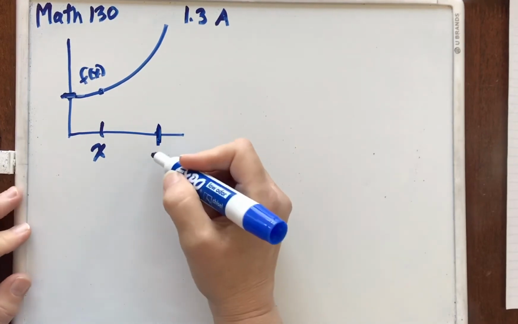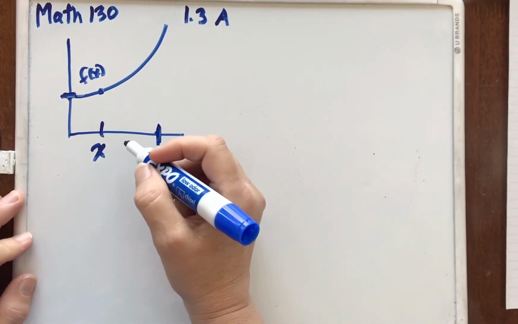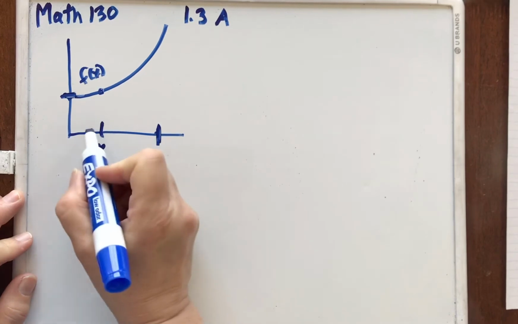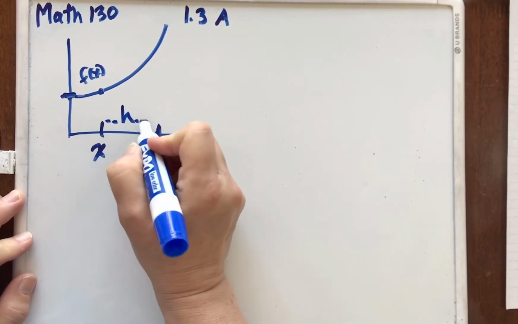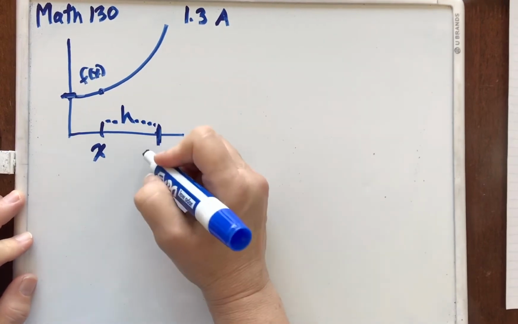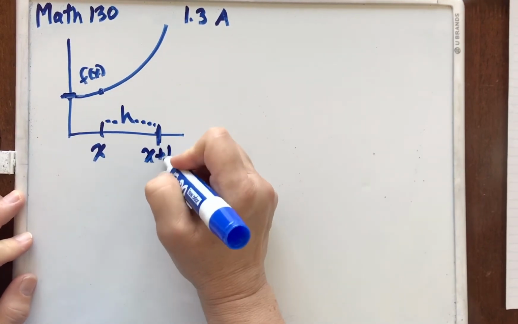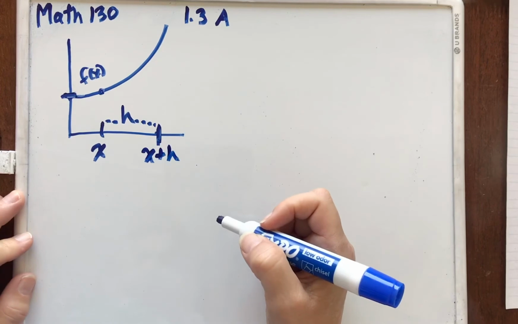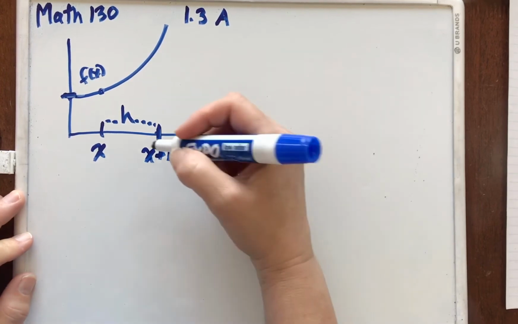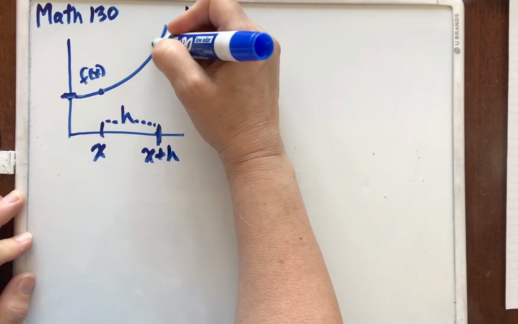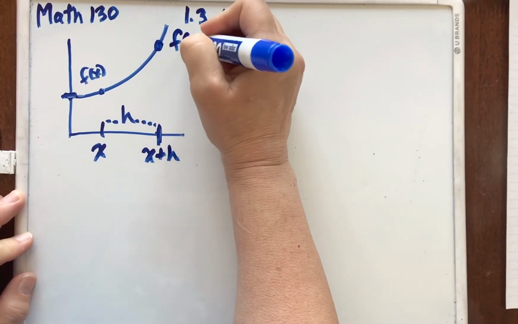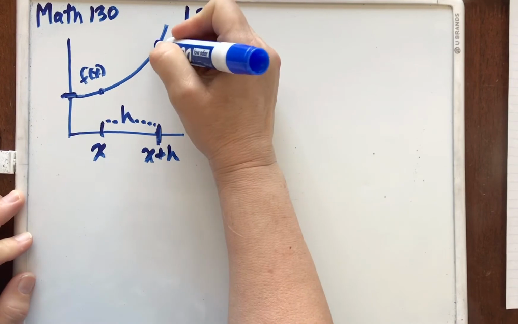And what do we call that point? Well, this distance right here that we moved over, we're going to say this is h distance that we moved from here to here. So we're going to call this point x plus h. All right, so if this is x plus h right here, this would be f of x plus h. That's what that point would be.